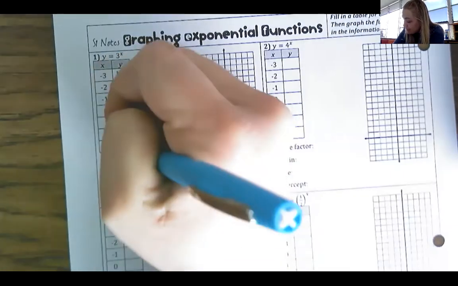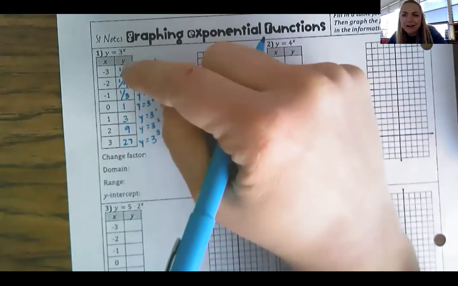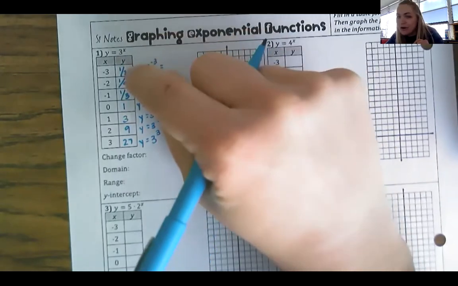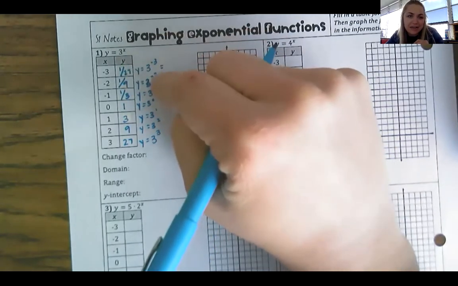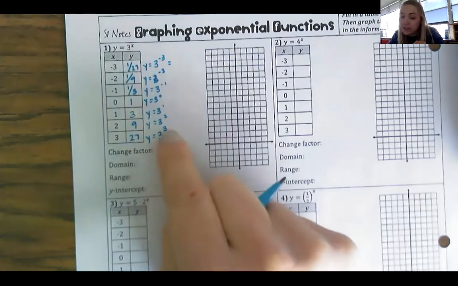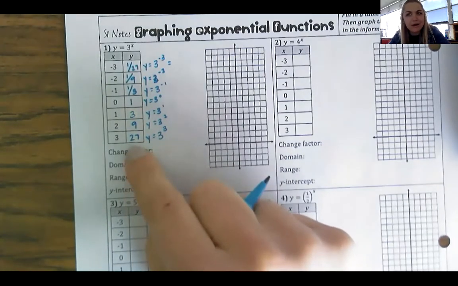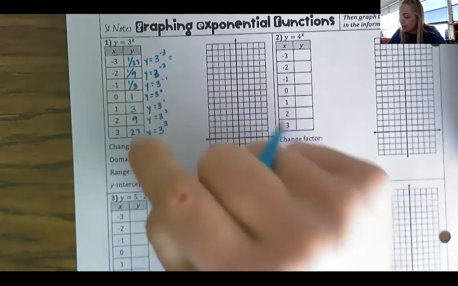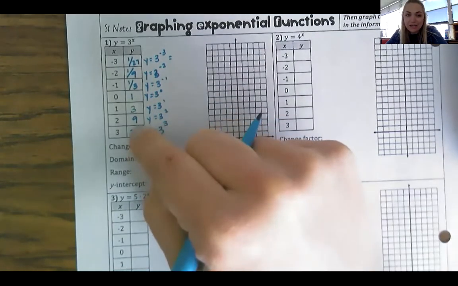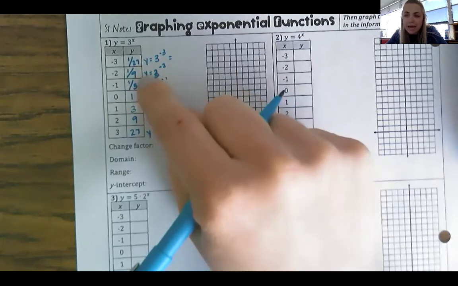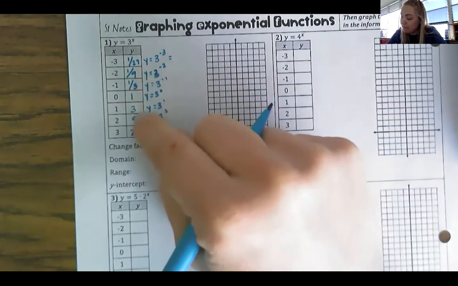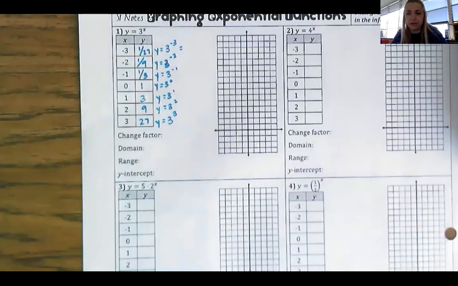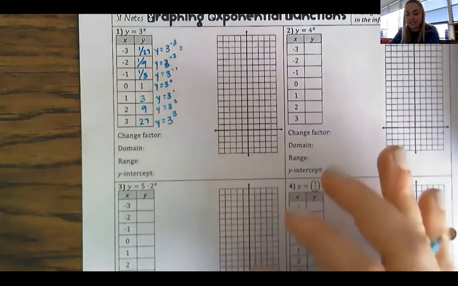Okay, so 3 to the 1 is 3. 3 cubed is 27. Do you see a pattern here? Because I definitely see this pattern. 1 over 27 is 3 to the negative third, and then 3 to the third is just 27. Remember how we talked about negative exponents being 1 over? That's what's happening here. So 3 squared is 9. 3 to the negative 2 is 1/9. 3 to the first is 3. 3 to the negative 1 is 1/3.